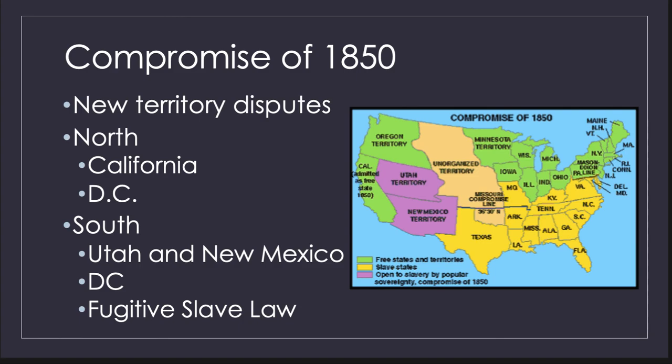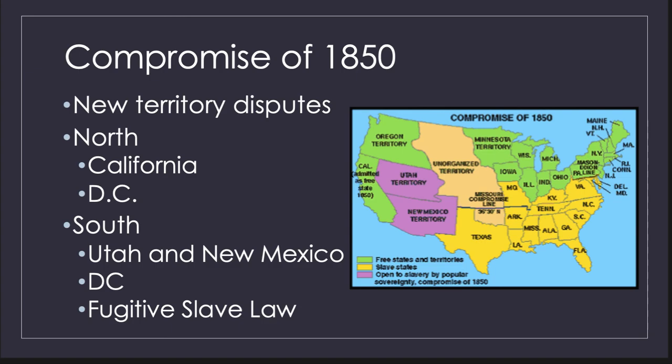First of all, what the North gets in this compromise is California. California becomes a free state. They also get a win when the slave trade is abolished in Washington, D.C. That's huge. Not that slavery is abolished, but the trading of slavery is gone.